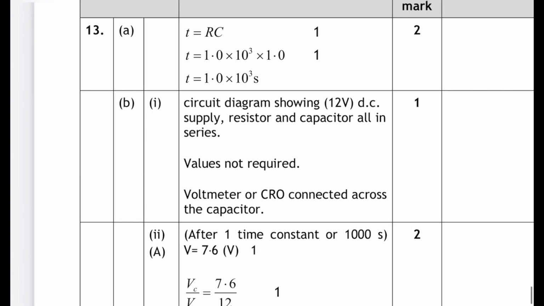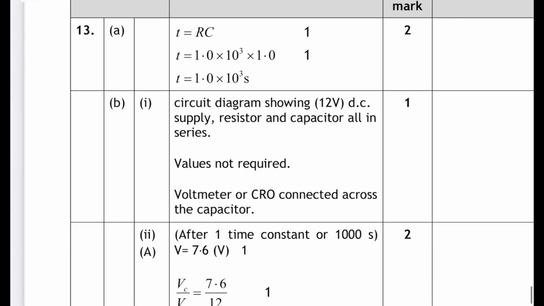Let's have a look at the marking instructions then. For 13A, there's the time constant equal to RC. Although notice they're using a small letter t there. It used to be a small letter t for time constant, but they changed it in 2019. It's now a tau symbol, so watch out for that. And in part B, we're looking for a circuit diagram with a 12 volt DC supply, resistor and capacitor all in series, values not required, but a voltmeter connected across the capacitor for 1 mark.